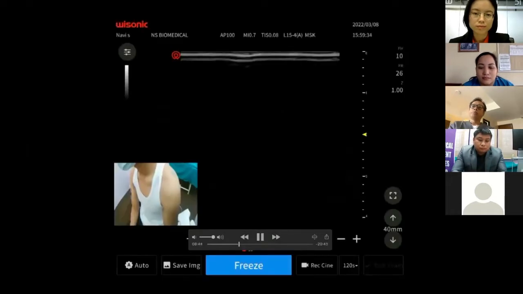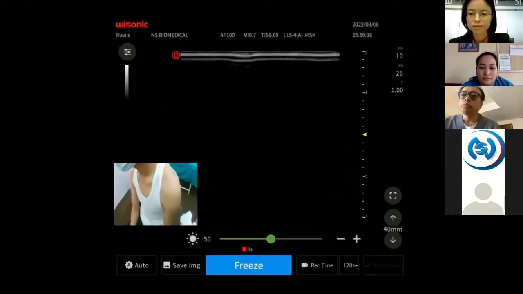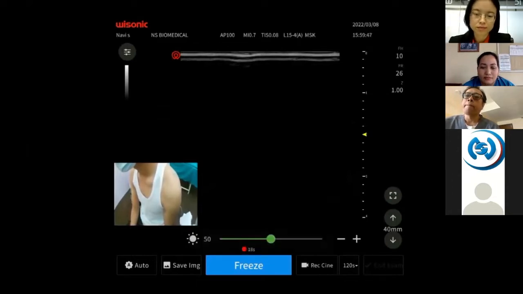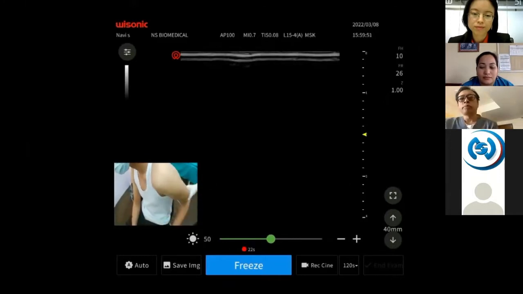Now we are going to have a look at the lateral aspect of the shoulder joint. Here we are going to look at the supraspinatus muscle and tendon, the infraspinatus tendon, the subacromial subdeltoid bursa, and the rotator cuff interval. So first we'll ask our volunteer to flex his elbow, extend his shoulder, and put his hands in his back pocket.